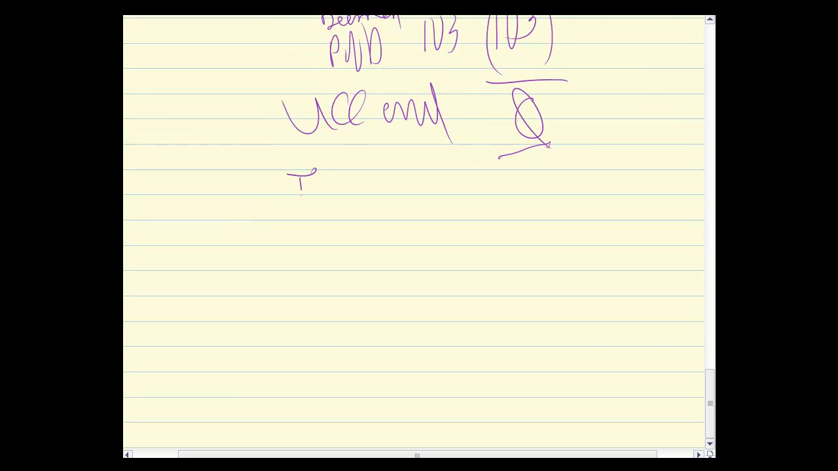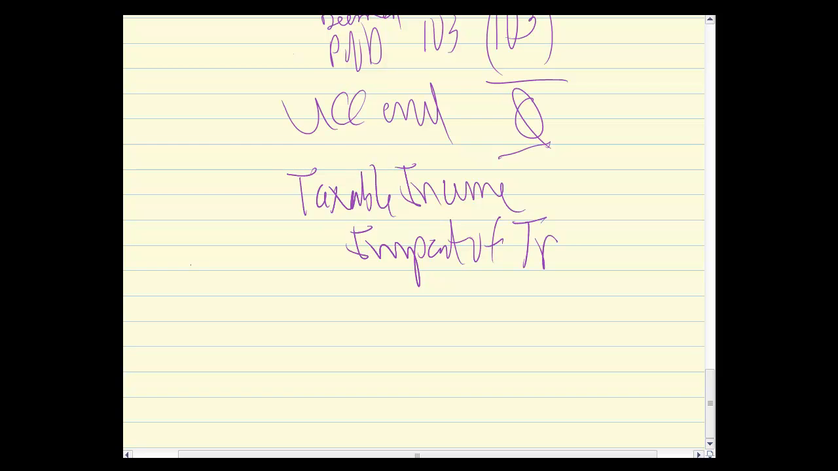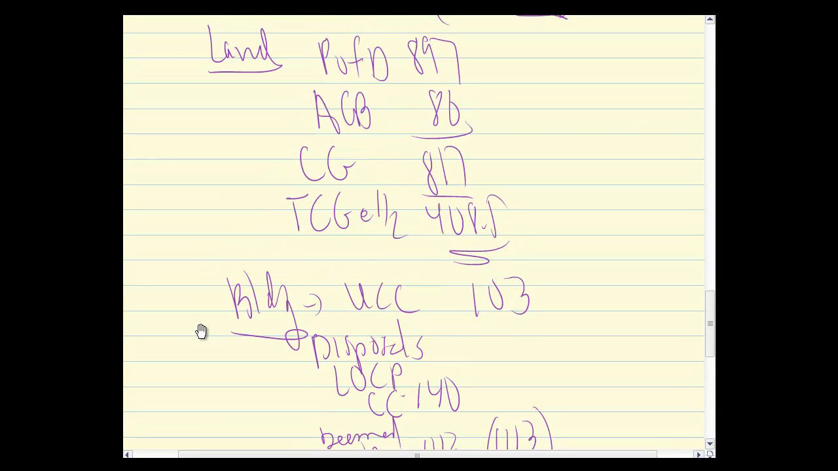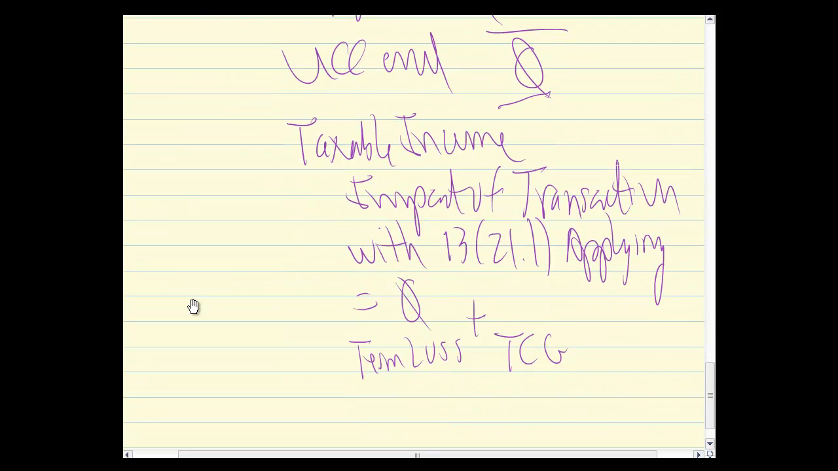So now your taxable income impact of transaction with 1321.1 applying equals how much? What do we have? How much terminal loss? So zero terminal loss plus how much taxable capital gain? 408,500. Okay. Our taxable capital gain now, our income inclusion, is 408,500.